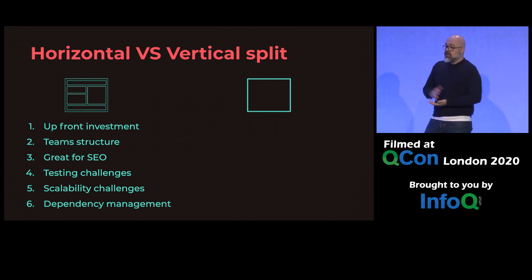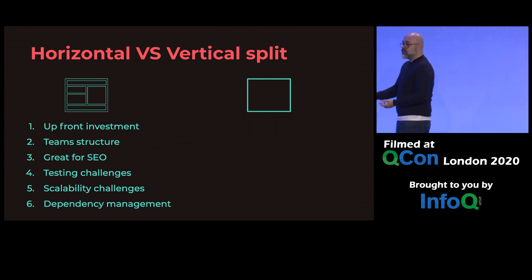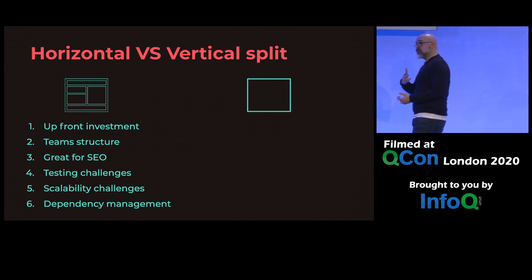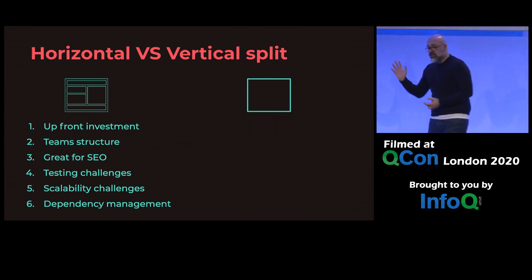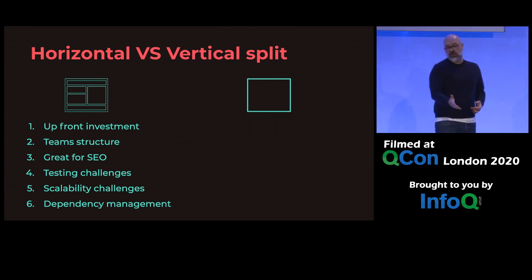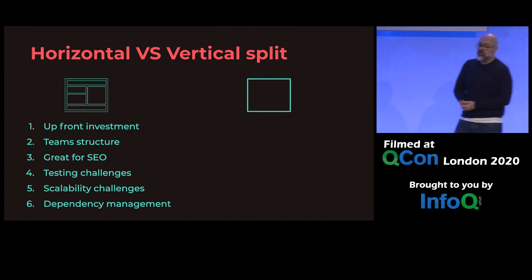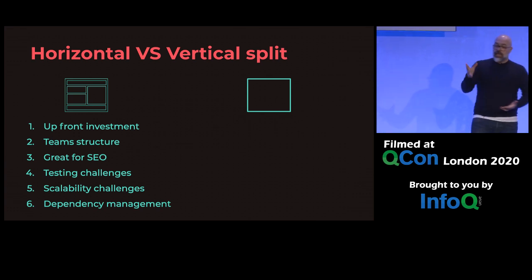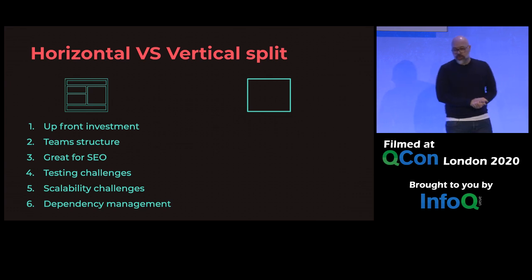It's a great thing for SEO. So if SEO is one thing, you can do server-side rendering and compose everything on the server side, and then you serve that to the crawlers. There are other options you can do also for vertical split, we'll see in a moment, but that is a good thing that you can do.